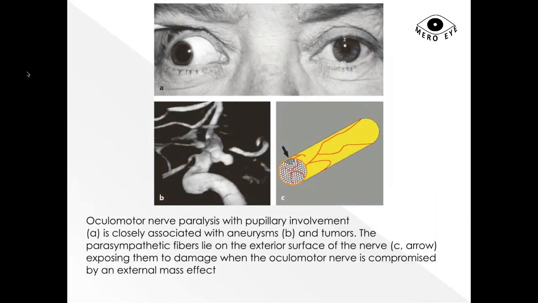Pupillary involvement is very important to diagnose in oculomotor nerve palsy, because it indicates that these are compressive lesions. Because the pupillary fibers, like in photograph C, we can see that the gray part, shown by the arrow, is the pupillary fibers. These are superficially located, so any compressive mass will compress on these first. Unlike ischemic lesions, which will not involve the pupillary fibers, a compressive lesion like an aneurysm or a tumor will cause involvement of the pupil. That is why pupillary involvement should always be taken as a warning sign in these cases, because these are not only ocular emergencies, these are life-threatening conditions, and they have to be diagnosed as early as possible.